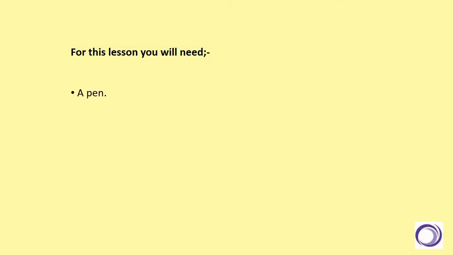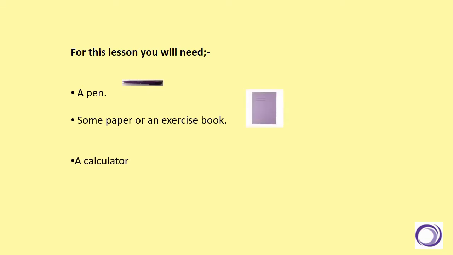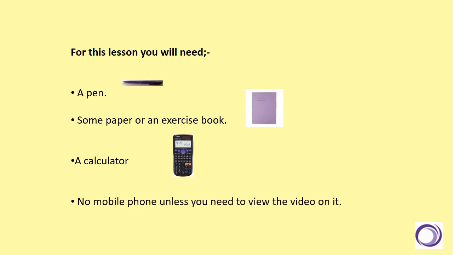For the lesson then, you're going to need a pen, some paper or an exercise book. We've got a couple of calculations to do as well, so you're going to need a calculator. Unless you're needing to watch this video on your mobile phone, get it switched off on silent, turn it over, and try and avoid any distractions that you can.